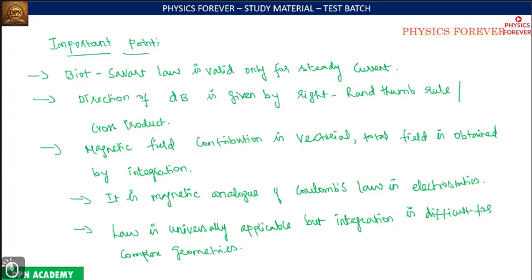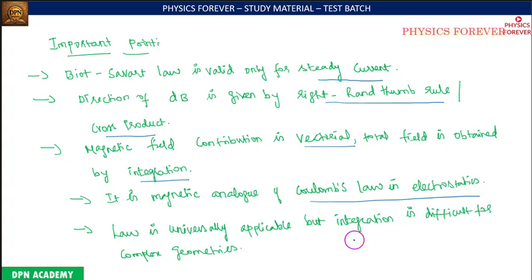So Biot-Savart's law is only valid for steady current, it uses the right hand thumb rule and cross product, it is vectorial and obtained by integration, it is the Coulomb's law analog in electrostatics. It is universal but integration is difficult.